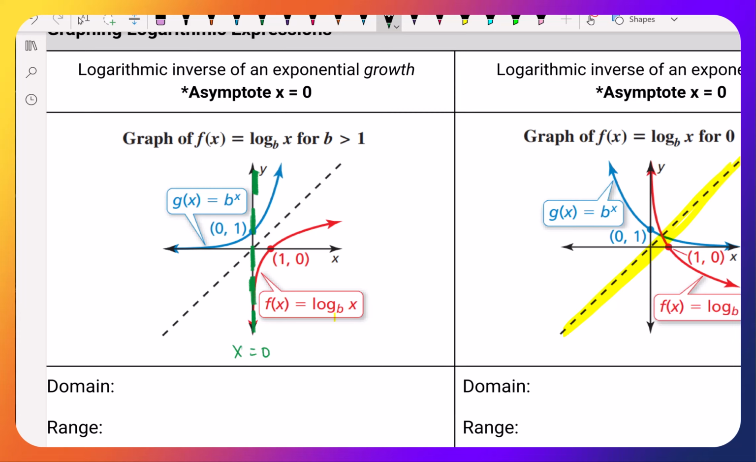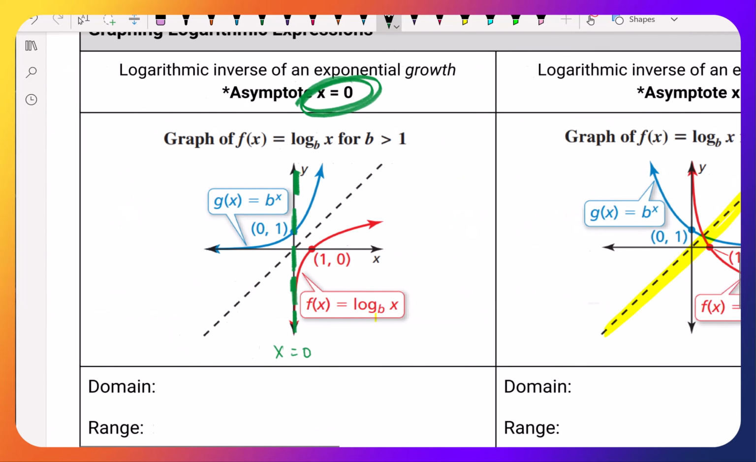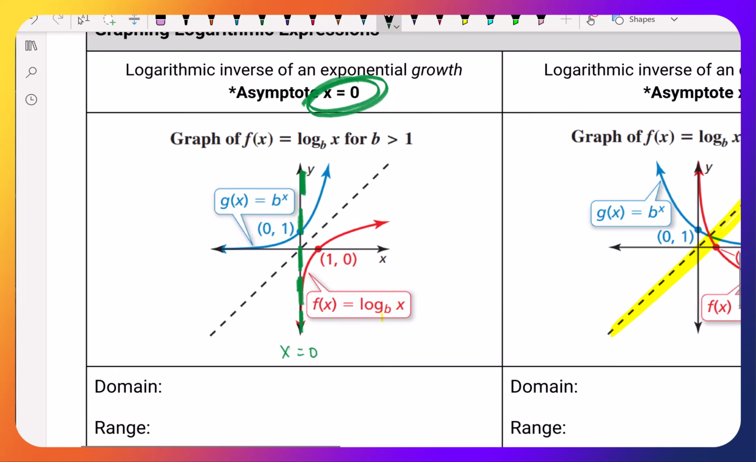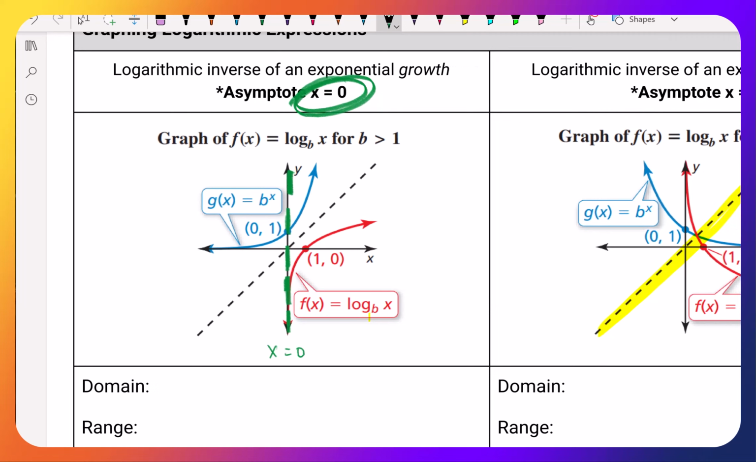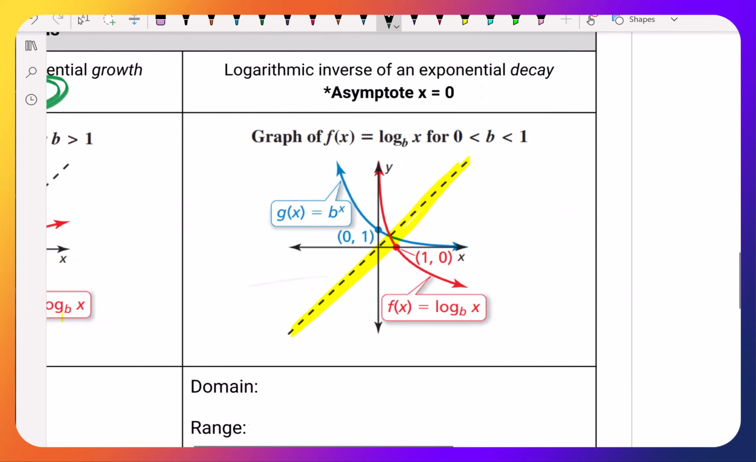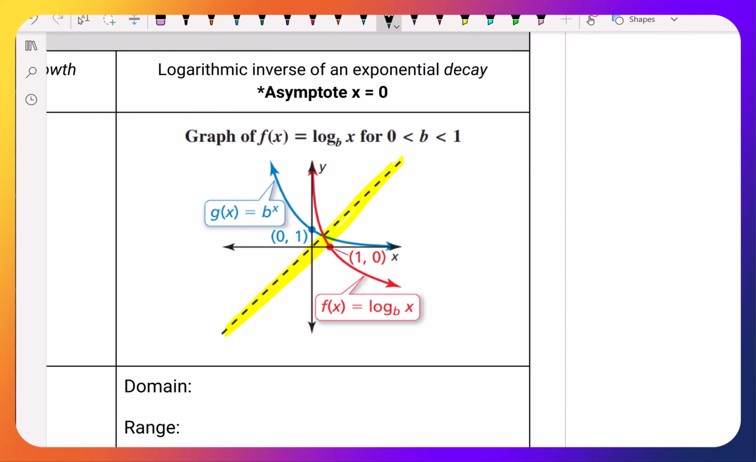So if it's exponential, it gets closer to here. If it's logarithmic, it gets closer to the vertical line, okay? X equals 0. Please highlight that, circle that. It's very important. Same thing, whether it's a growth or a decay. So if it's the inverse of a growth, it's going to increase over time. If it's the inverse of a decay, it's still going to decrease. So it kind of messes with your head a little bit, but it's still going to have that same asymptote right here. It's getting closer and closer and closer.